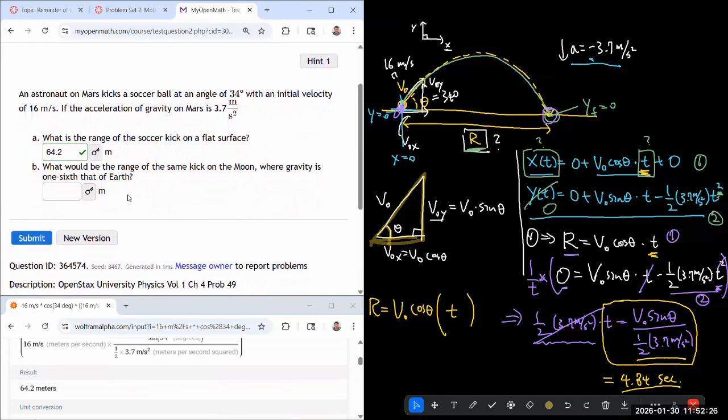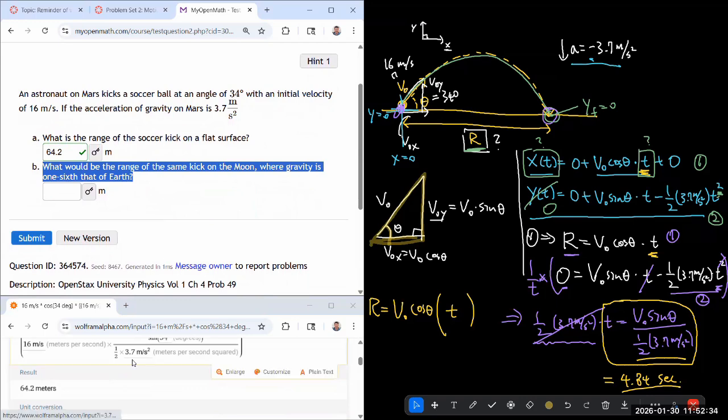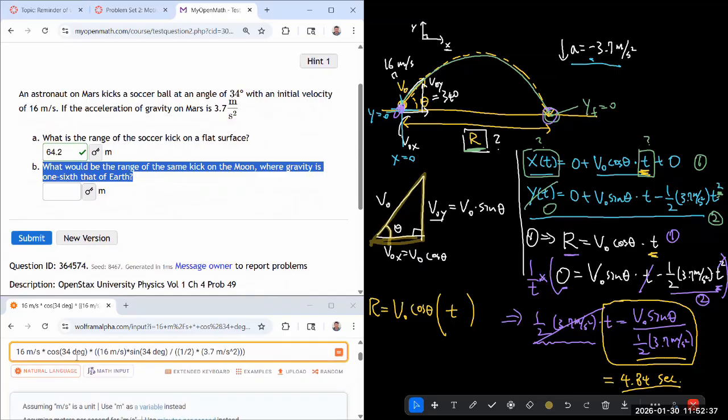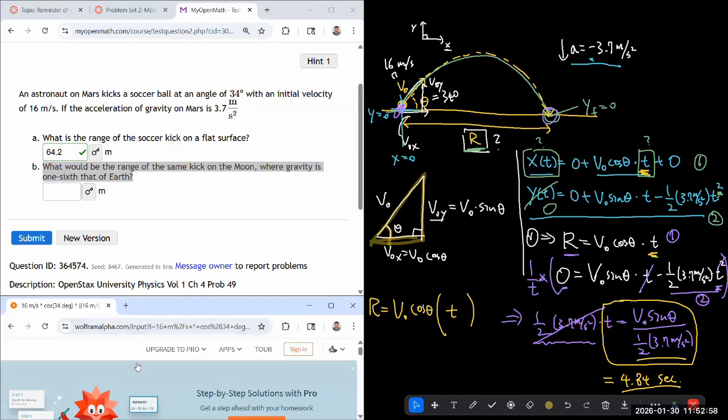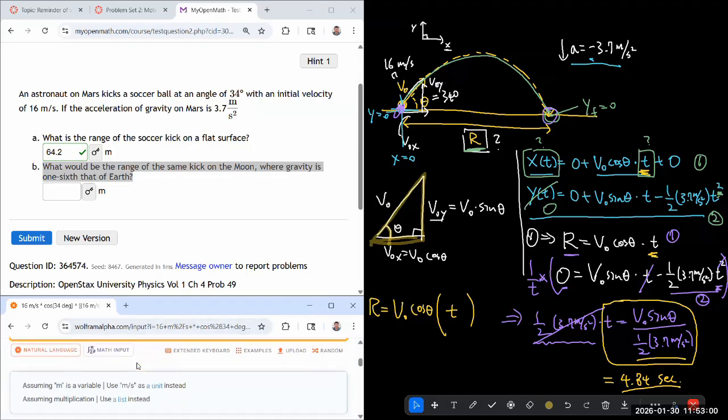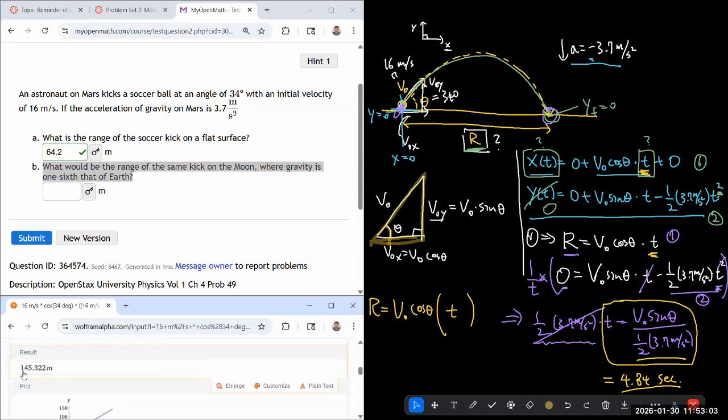One of the nice things about Wolfram Alpha is that when the question changes, such as: what would be the range of the Sankey on the moon where the gravity is 1/6 that of the Earth? In this expression, all I have to do is just change that one number. This 3.7, instead of that, 1/6 of Earth, 9.8 divided by 6. I think that's slightly off from what the actual gravitational acceleration on the moon is, but I'm just going with what the question is telling me. In case there's any difference, hopefully following what the question is literally saying helps me get a better answer.